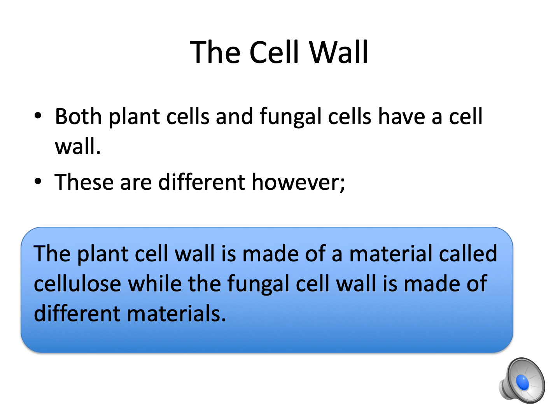Both plant and fungal cells have a cell wall. There are some differences in these, however. They differ in the materials that they're made from. The plant cell wall is made from a material called cellulose, while the fungal cell wall is made up of different materials. It's really, really important that you keep note of this.